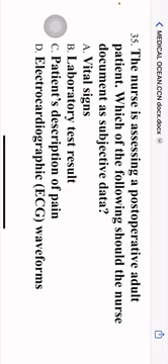A nurse is assessing a post-operative adult patient. Which of the following should the nurse document as subjective data? Vital signs, laboratory test results, patient description of pain, or ECG waveform. Which one of the following is correct? Option C, patient description of pain, because pain is subjective data. We already discussed that pain is highly subjective. Vital signs, ECG, and laboratory tests are objective data.